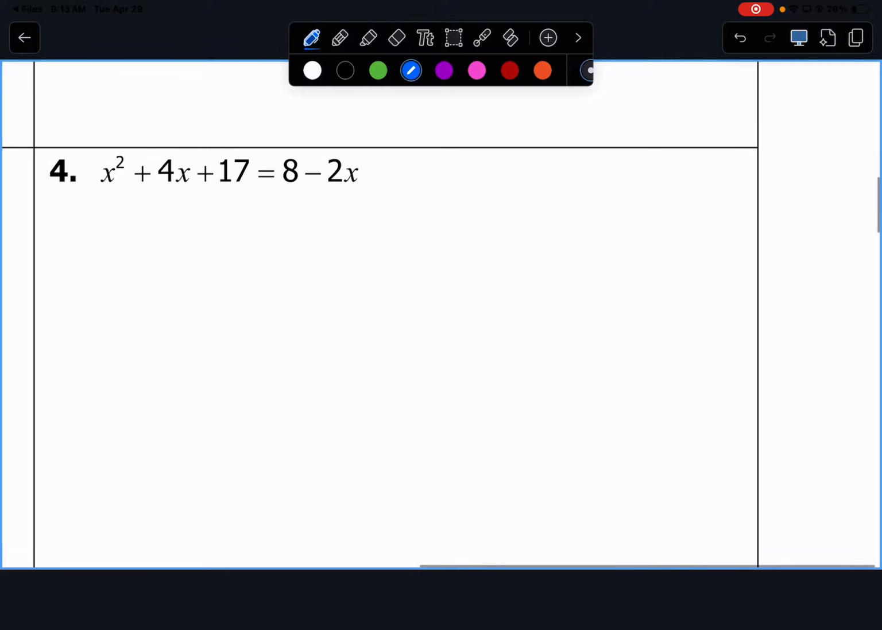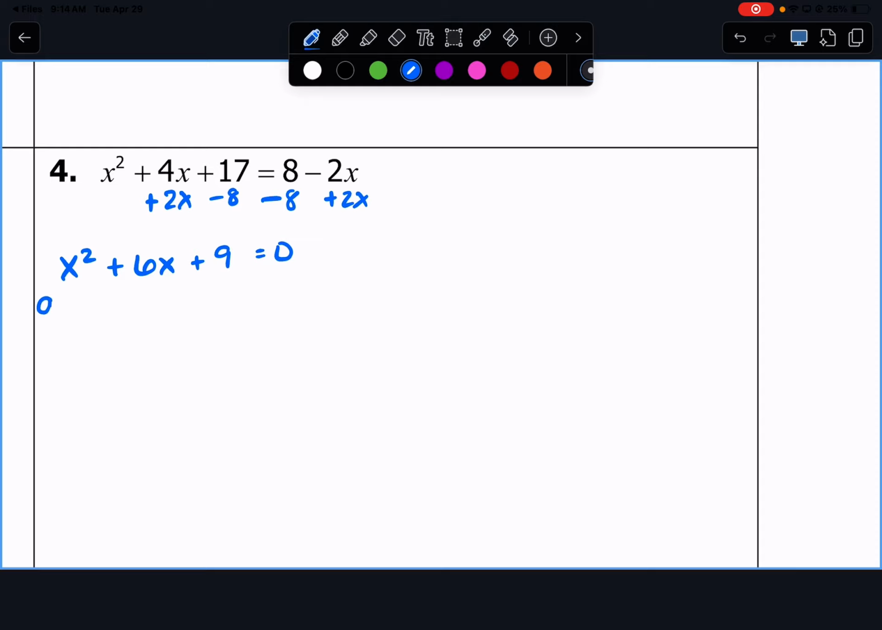Okay, for 4, is this in standard form? No. So I have to move both of these things to the other side. So how would I go about moving 8 to the other side? You would add. Yeah, minus 8. How would I move negative 2x? You would add, plus 2x. Okay? So we get x squared plus 4x plus 2x is 6x, plus 17 minus 8 is 9. Plus 9 equals 0.